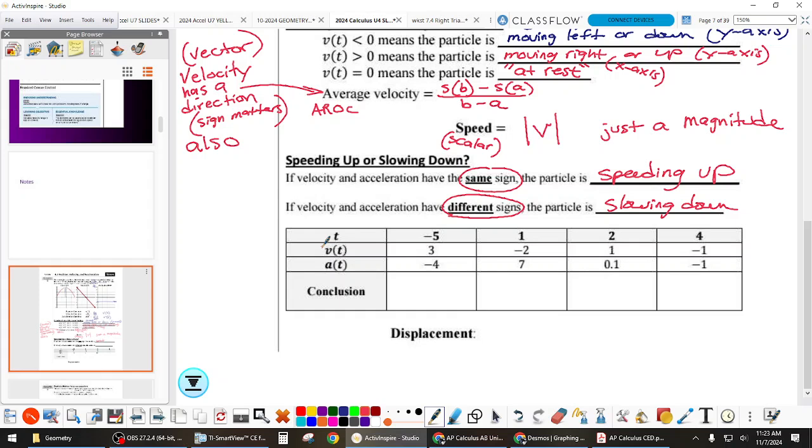Are we about done? We still have 20 minutes. Yeah, 20. We're good. Well, about 17 minutes. All right, so go ahead and fill out this table. You're just concluding whether it's speeding up or slowing down.